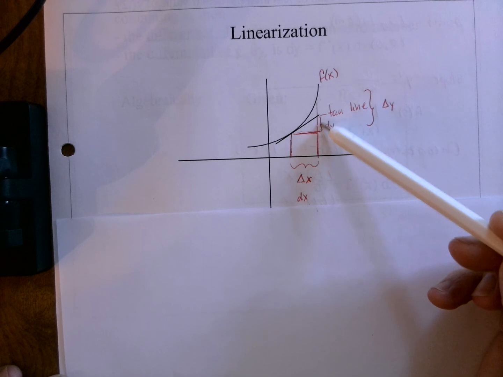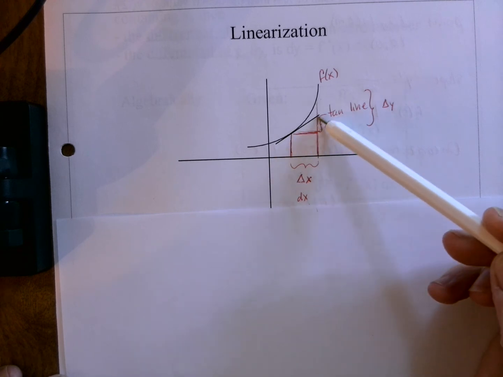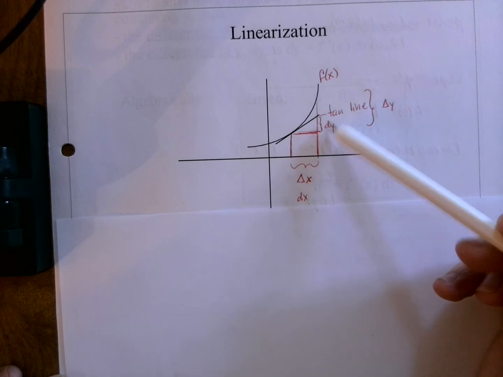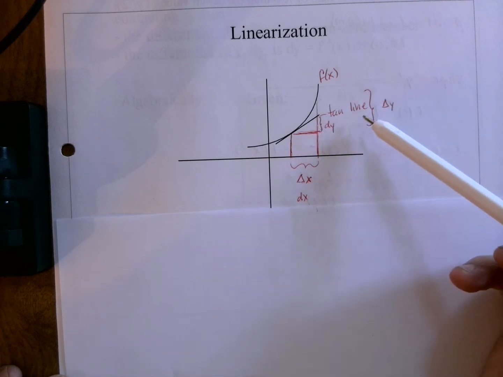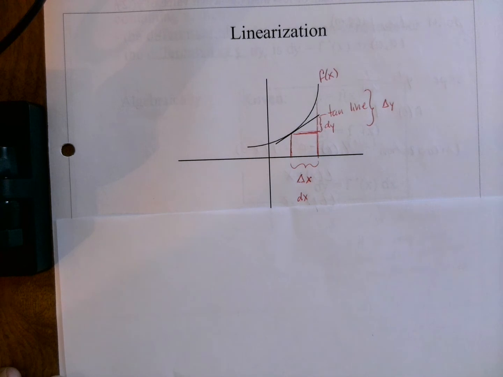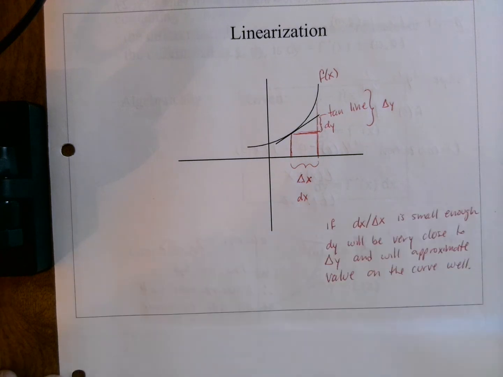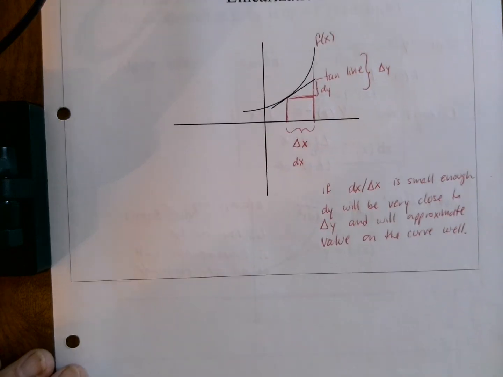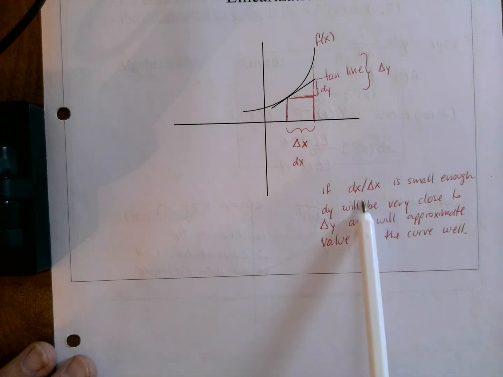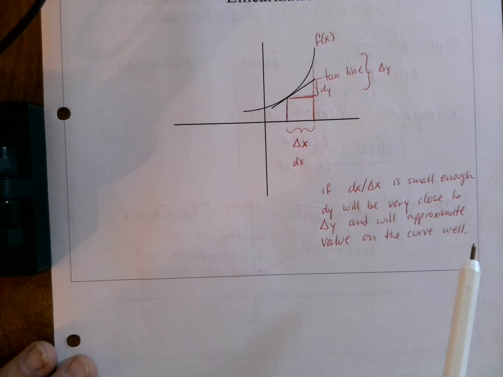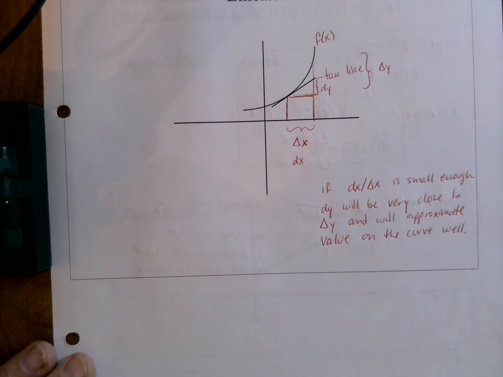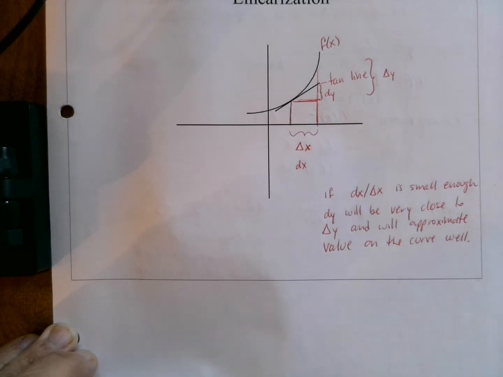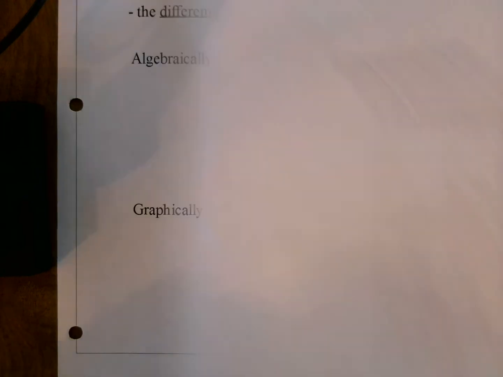Dy is the y value that we would have gotten if we'd done the tangent line. Dy and delta y probably will not be the same. But if the dx or the delta x is small enough, the dy will be really close to the delta y, which is why we use calculus.